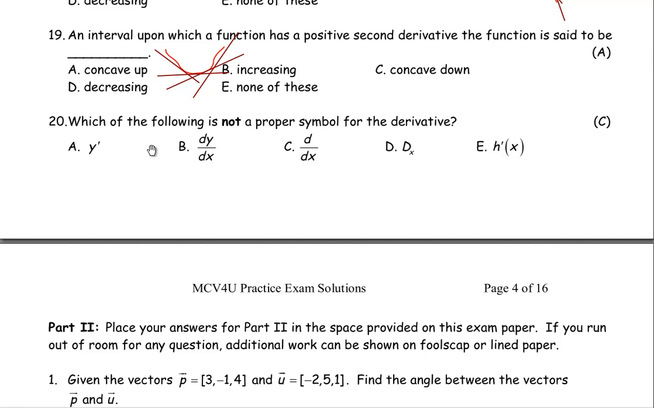And last multiple choice, which of the following is not a proper symbol for the derivative? Y prime is a correct symbol for the derivative, and so is dy dx. C here is a symbol that represents taking the derivative. The difference here is the difference between a noun and a verb. The derivative is actually a thing. Y prime is a thing, dy dx is a thing, but this symbol actually means to take the derivative of something, and so that's not a proper symbol for a derivative. The derivative with respect to x is h prime of x, so C is the correct answer for number 20.